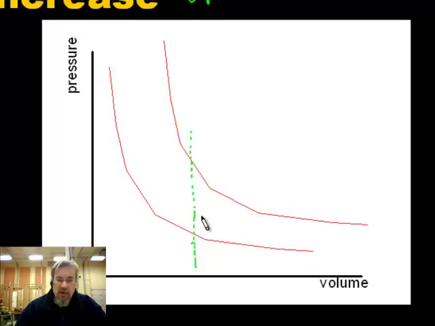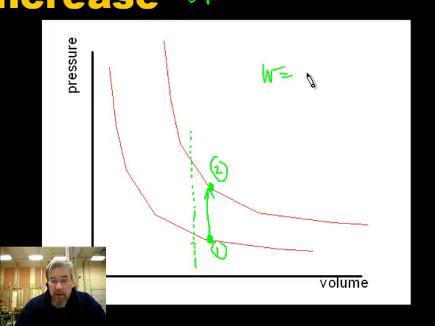Now, an isochoric pressure increase means we'd be starting here and ending here, going upwards on that straight line from position 1 to position 2. Now let's think about what this means in terms of work. Work, remember, is defined as P times delta V. It's actually negative P times delta V to make the sign convention work out. Now, if there's no volume change, that means there's no work done here.